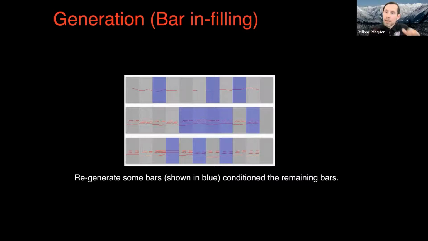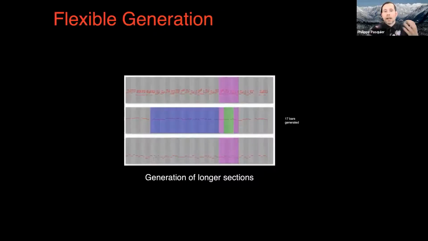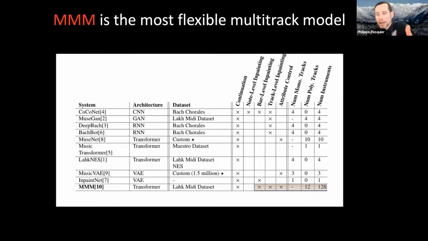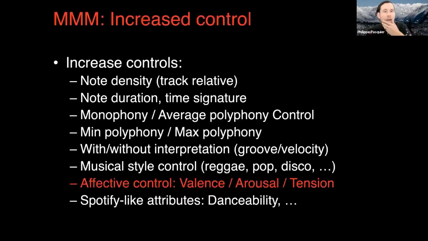And then you can selectively regenerate part of the composition. Oh, I really like this bass line, but not the beginning or not the end. And then you select what you want to regenerate and you get new options there. And you can do that on longer compositions as well. You have also a number of controls that I'm going to talk about in a second. So this model, when it comes to multi-track, is really state of the art and goes a little further than all the other models out there.